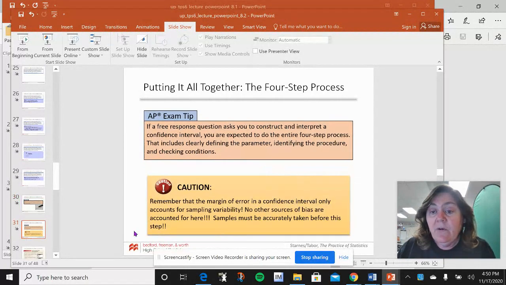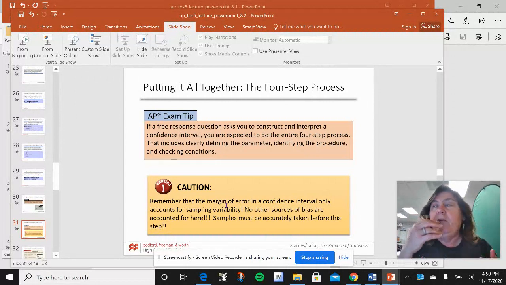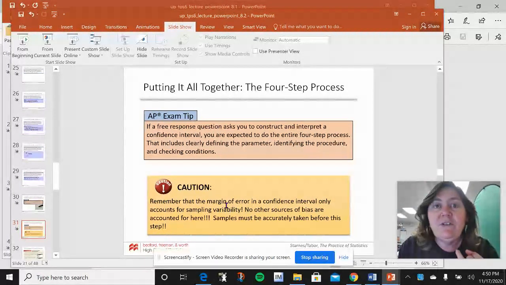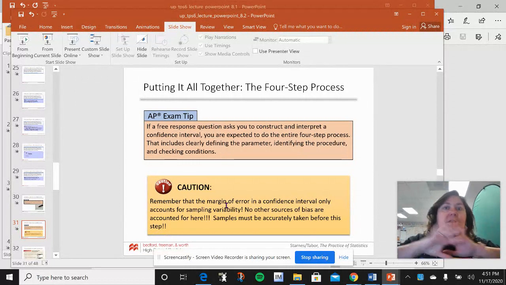Okay? One more caution. Remember that the margin of error in a confidence interval only accounts for sample variability. It does not account for if I had bias in my questions, or if I had non-response, it doesn't account for any of that. That is assumed when we come to the table, that the researchers have gathered their data without bias as best they could. Now, this margin of error has nothing to do with that. It has nothing to do with any other types of biases.